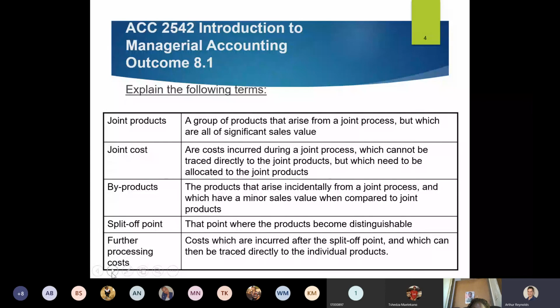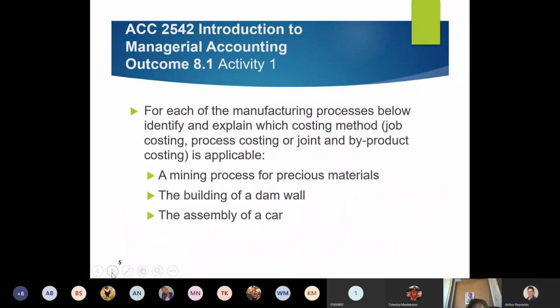In terms of how you cost them. The joint cost is all the costs together that you have to allocate to the joint products using 3 different methods, which we're going to talk about. The split-off point is where you can see the products separately. They're distinguishable. And the further processing cost is anything after the split-off point, which you assign to the different products that you are able to distinguish at the split-off point.